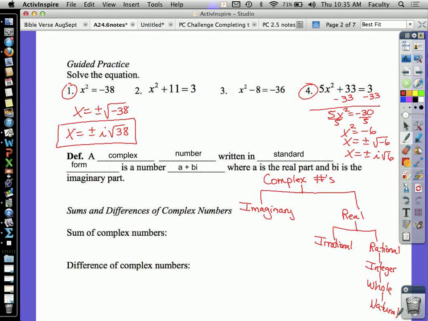And so numbers were either rational, they can be written as a fraction, or they can't. Irrational are like square root 3, pi. You're going to learn about a number called e. It's 2.7128. So irrational cannot be written as a fraction. And then under rational are integers, whole, and natural numbers. So it's really quite neat.